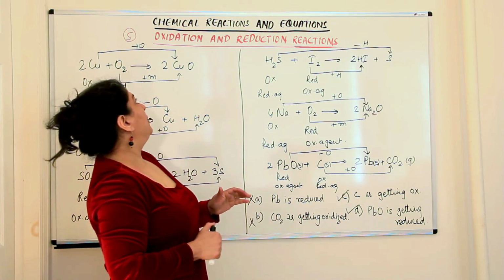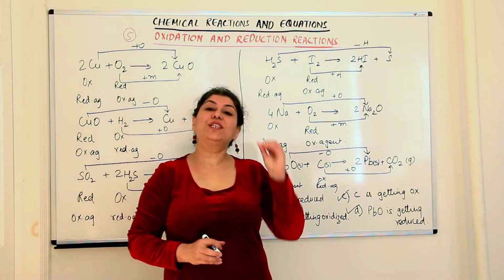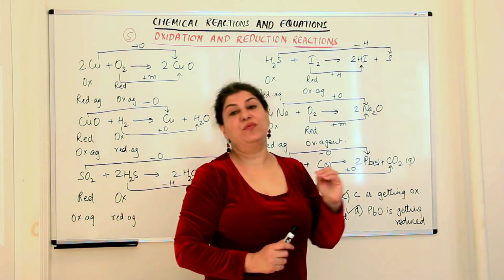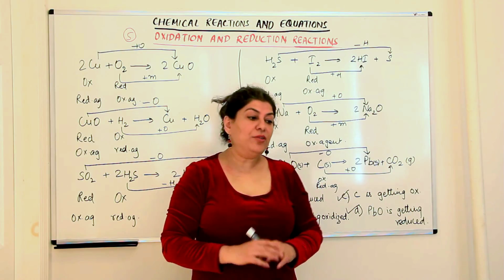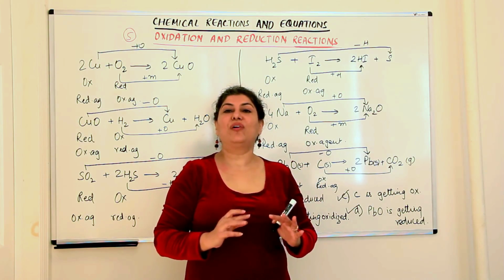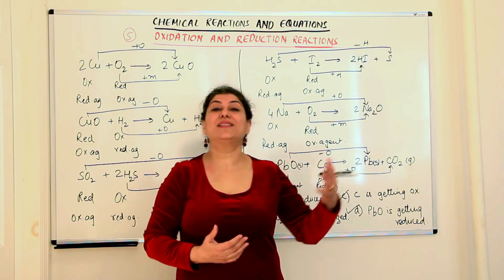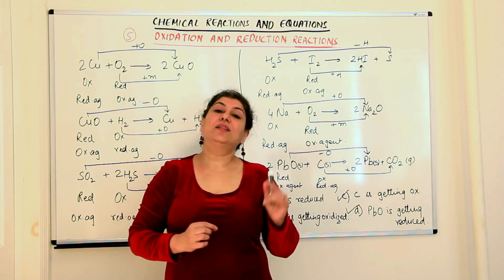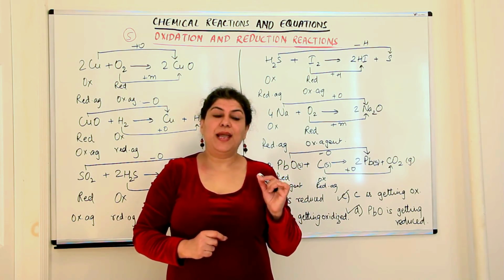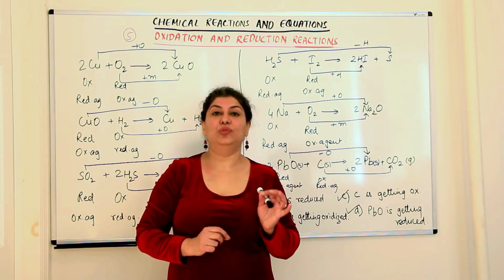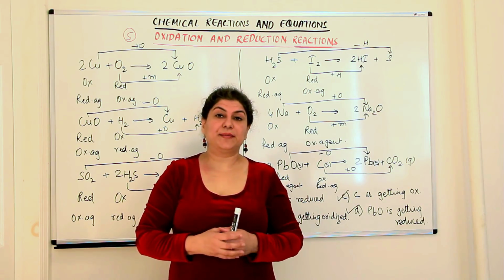So this was about identifying which substance is getting oxidized and which is getting reduced. Now there are two examples of redox reactions that we see in real life, which are undesirable. One is the corrosion of metals and the other is rancidity of food or oils.